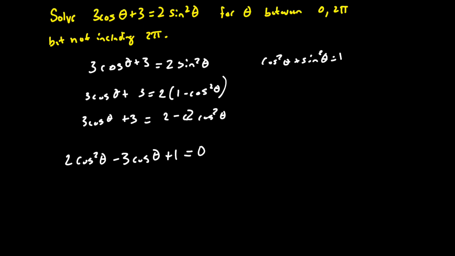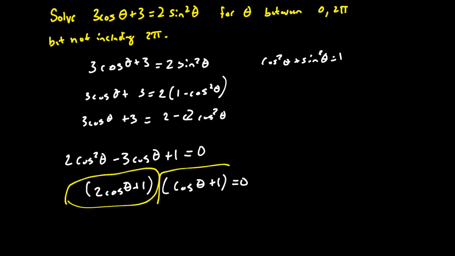Again, let's go ahead and factor this. This is going to be equal to 2 cosine theta plus 1 times cosine theta plus 1. And again, we have two different equations to solve. We have this 2 cosine theta plus 1 and this cosine theta plus 1. So in our first equation, 2 cosine theta plus 1 is equal to 0, this is equivalent to cosine theta is equal to negative 1/2.